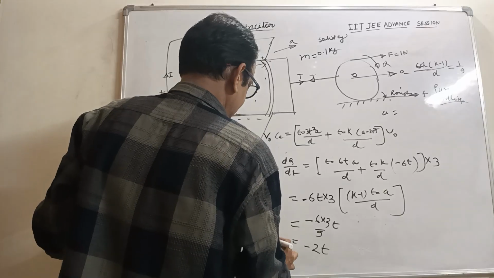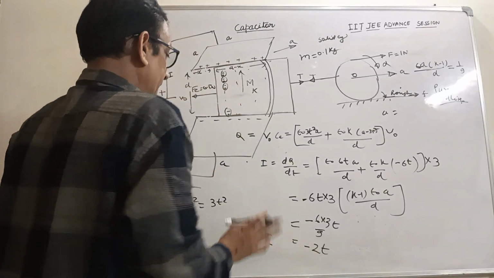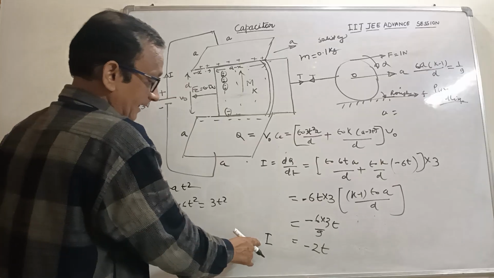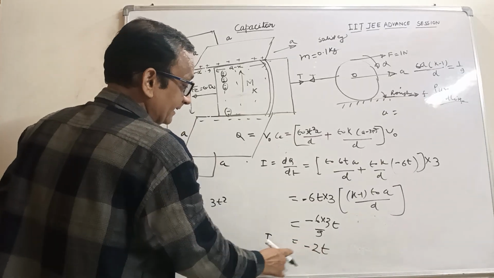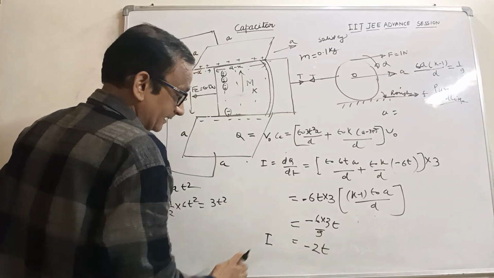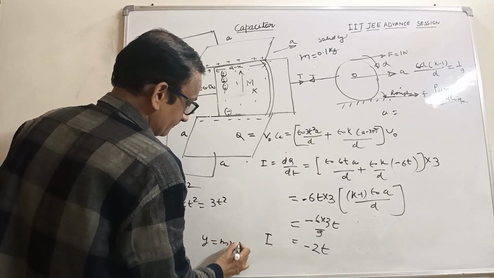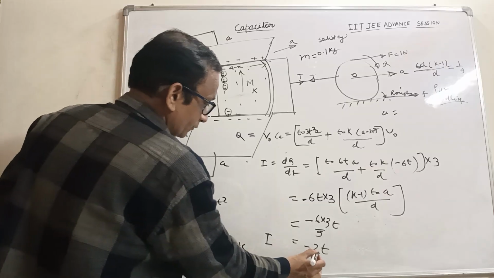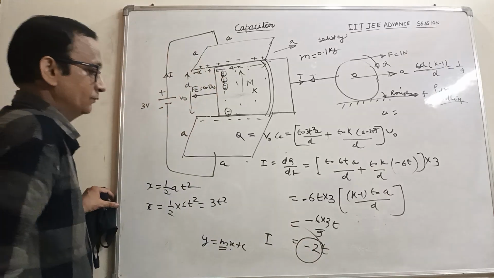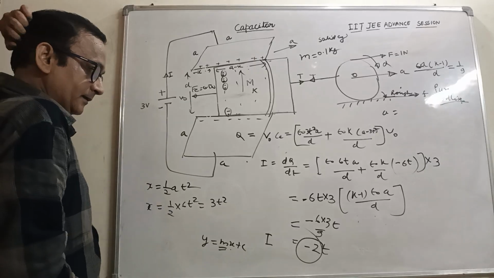So in this question we are given that current is proportional to time. Current is linearly proportional, and that is the equation of a line. Line equation y is equal to mx plus c. Here m is the slope, so minus 2 would be the slope. So the slope of the current would be minus 2.